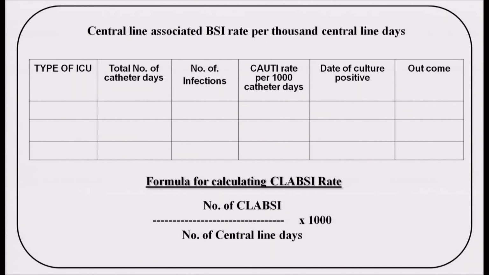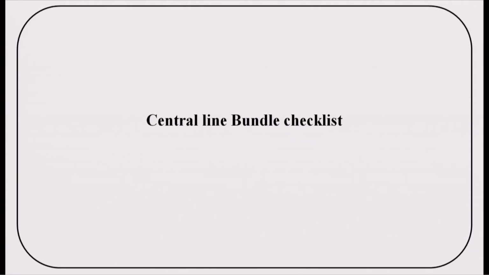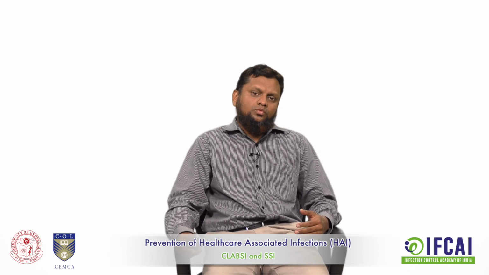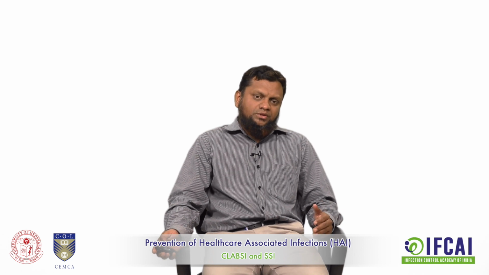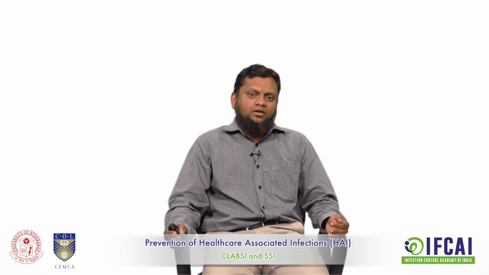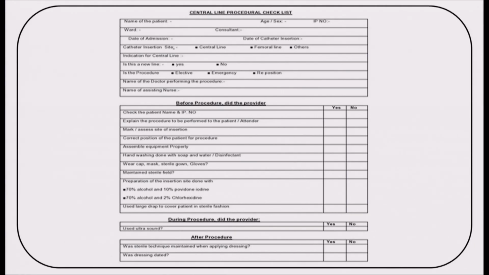CLABSI is more followed in the hospital for clinical purposes, while CRBSI is more for epidemiological workup or for any outbreak. If you see the central line bundle checklist, just as we saw the VAP bundle checklist and the CAUTI bundle checklist, we also have a central line bundle checklist of what best we can do to prevent infections getting into the patient. Here you have the central line provisional bundle checklist with the patient details, the date of admission and the date of discharge, and the steps before the procedure, during the procedure and after the procedure.